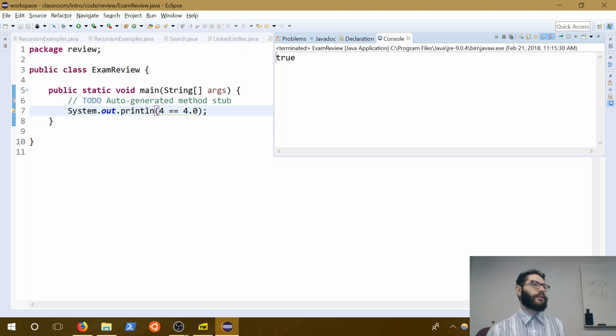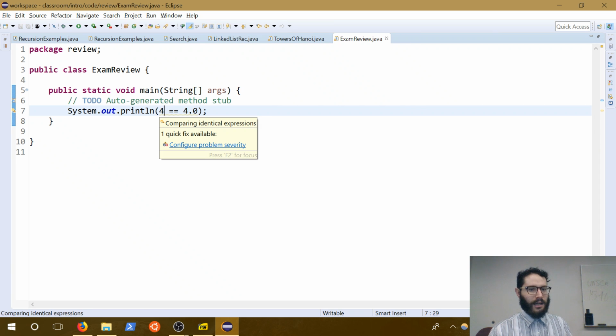That's going to come out as true because we have to convert the 4 in order to compare it to 4.0. Now this one is, again, one of those ones where I say it's going to be harder on the practice than actually on the exam, because this is one of those really nasty trick questions.